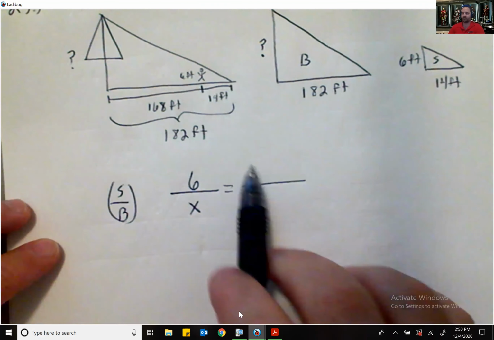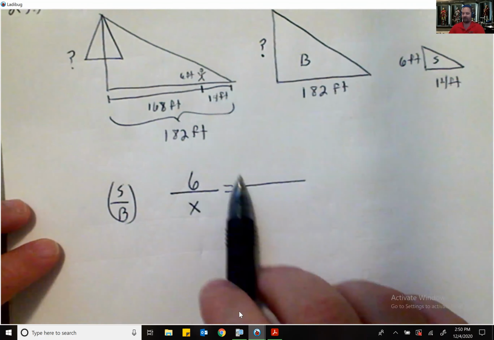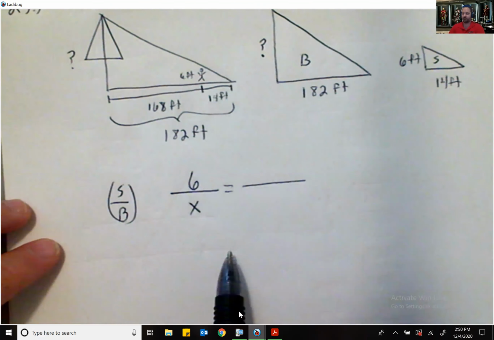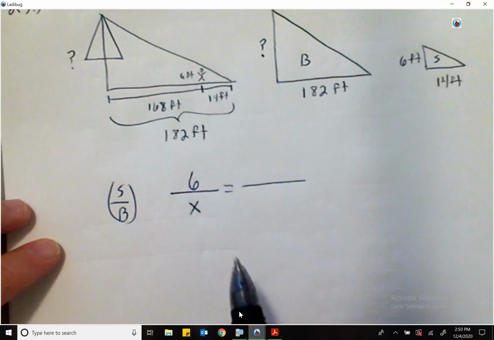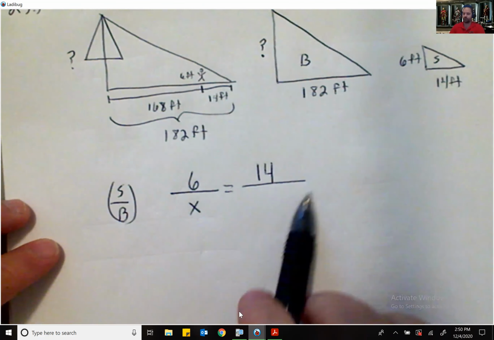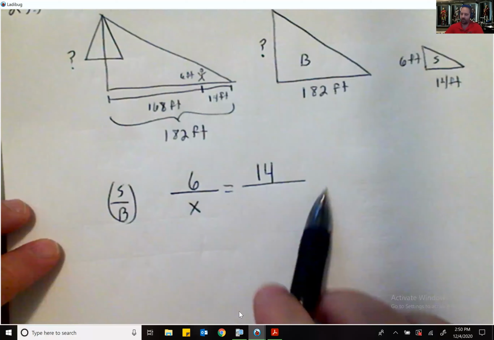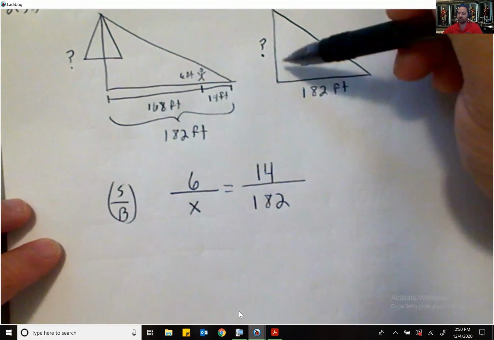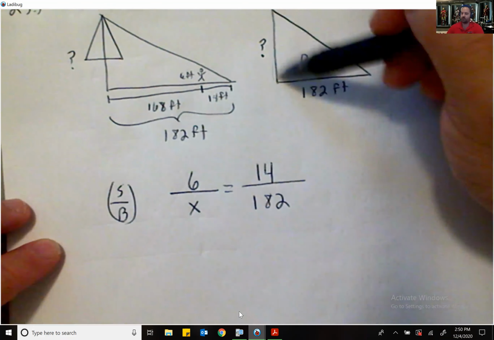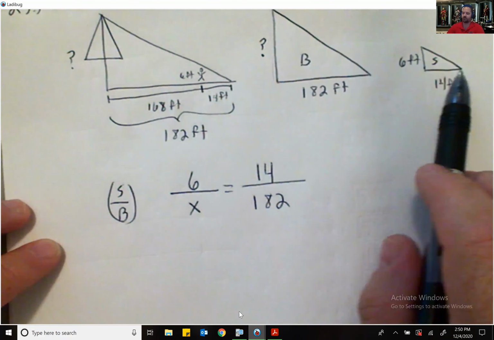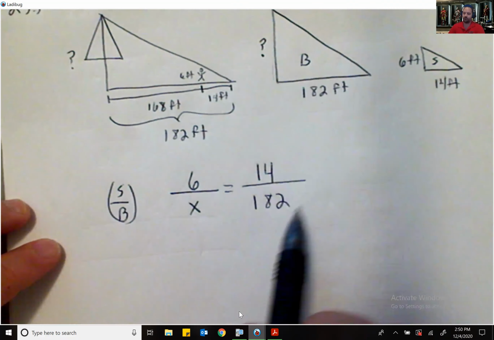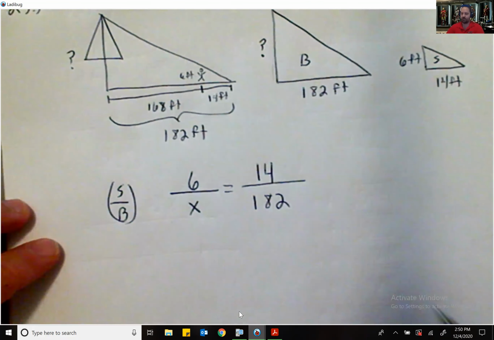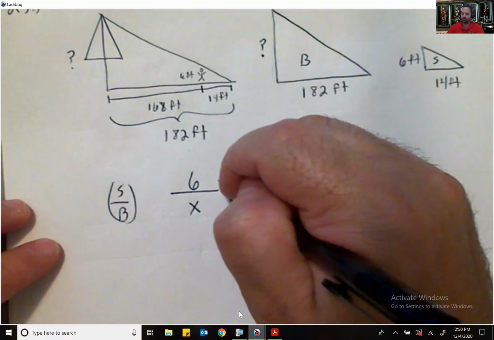Now give me something on the small, Blondie. Is it 14? You got it. That's the only other number. Now the last number on the large. 182. There you go. See how everything's matching up. This side corresponds with this side. This shadow on the person corresponds with the tree shadow. You're matching. All right. So as we said a moment ago, all we do is cross multiply.